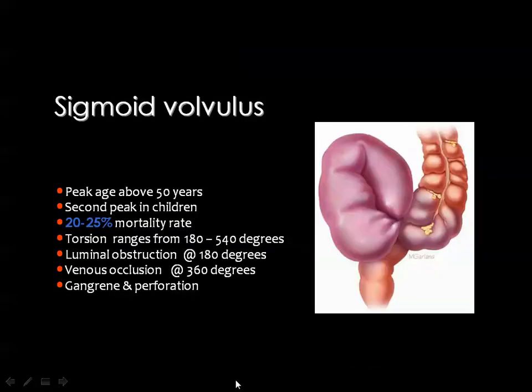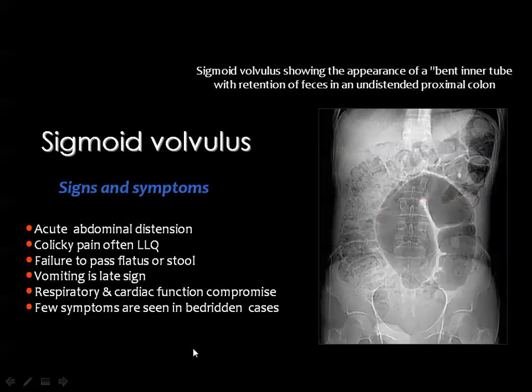Then the age incidence of this sigmoid volvulus is around 50 years, and sometimes it may be seen in children, and as I have mentioned, the mortality rate is about 20 to 25% of the cases. Torsion of the colon will result in luminal obstruction at 180 degrees of torsion, and venous occlusion at 360 degrees of torsion, which will be followed by gangrene and perforation.